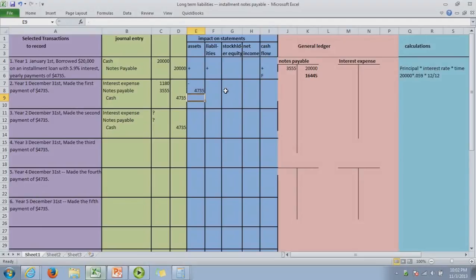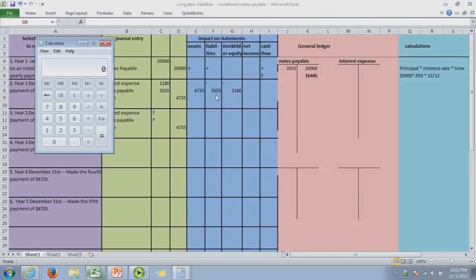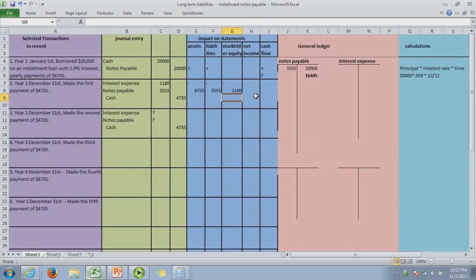And your notes payable is going to also go down. So we'll reduce that by 3,555. And then interest expense is retained earnings, so stockholders' equity will go down by 1,180. And hopefully if you add 3,555, just to prove it to ourselves, to 1,180, the stockholders' equity liability side is then equal to the asset side, which should always happen, that you balance your balance sheet. So it did have a pretty major impact.